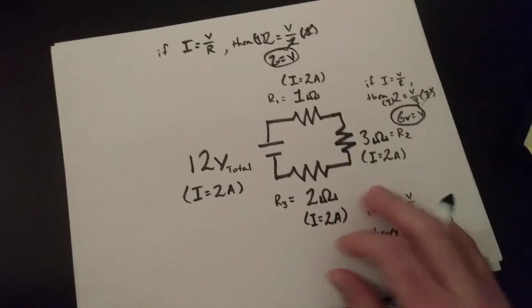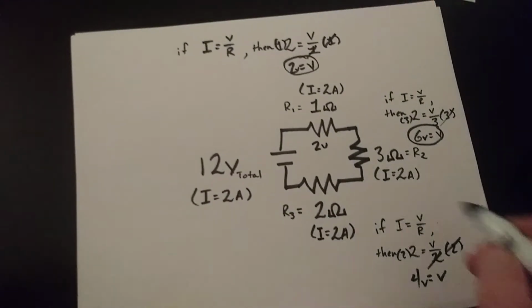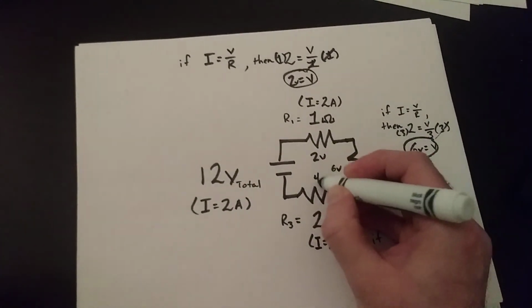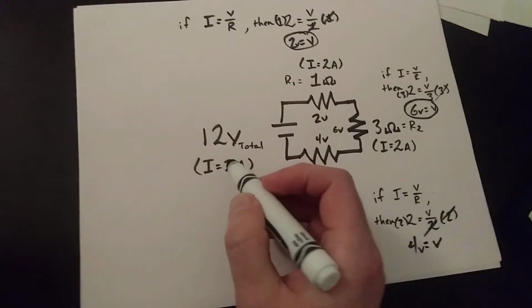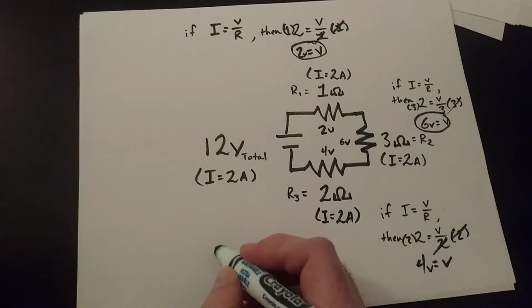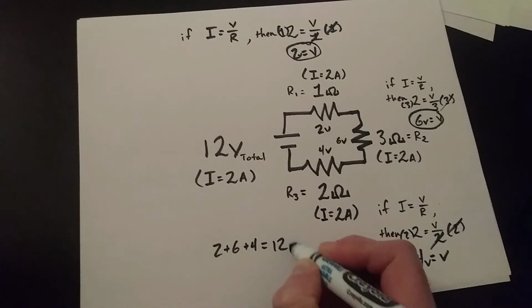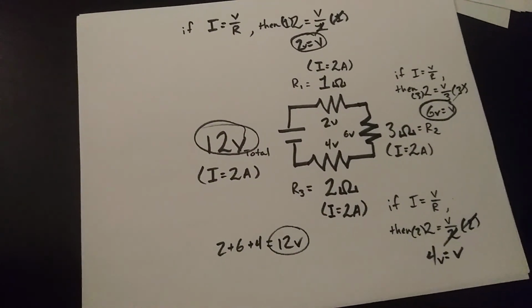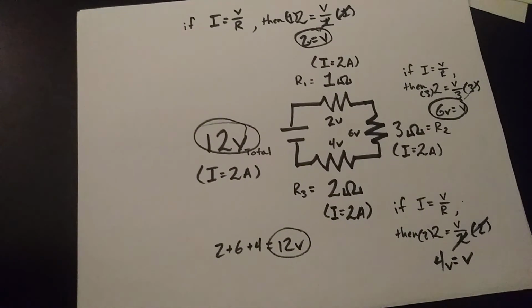Right? Now the last step is if I've got 2 volts there, 6 volts there, and 4 volts there, let's just add them up to make sure they equal 12. That's our last step, step 4. So 2 plus 6 plus 4 equals 12 volts. This matches this, and we know we've done everything correctly. That's it. Now it's time for you to do some practice on your own. Good luck.